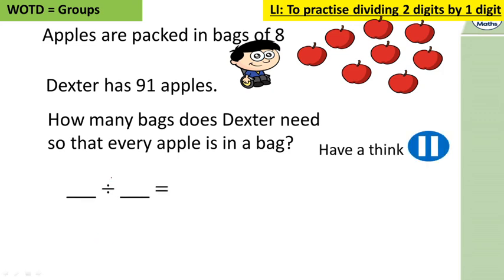So you need to do some dividing here. Have a little think what you're going to do. I'm going to use those numbers. So in which order am I going to divide? I've got 91 apples in total. They come in bags of 8. How many bags does he need?